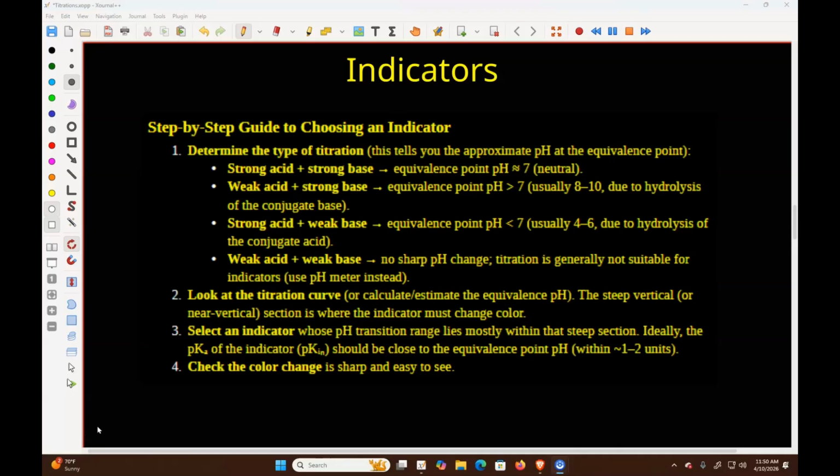When choosing an indicator, you have to determine what type of titration you have: strong acid, strong base, weak acid, strong base, and so on, to know where the equivalence point is going to be located, so you can choose an indicator that will change color somewhere in this desired range.